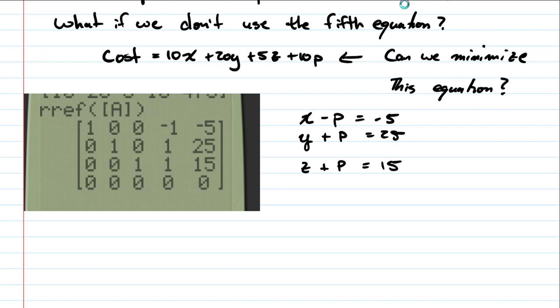So in terms of solving for our parameter, we would end up with the following equations, and I'm just going to leave them as p this time. We're going to have x is equal to -5 plus p, y is equal to 25 minus p, and z is 15 minus p.